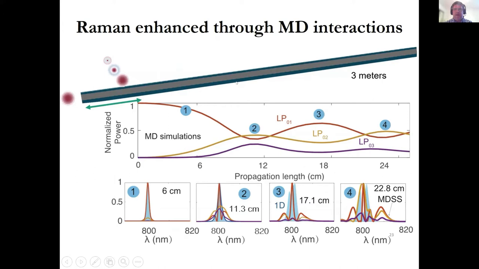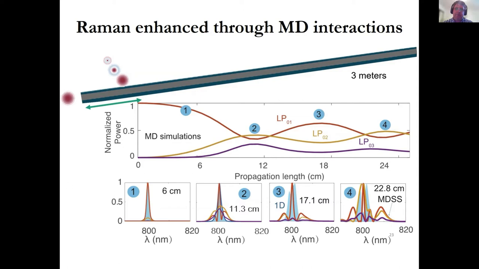We work at a power near the critical power for self-focusing. As the beam gets into the hollow fiber, it couples to higher modes, LP02 and LP03. And as you have intermodal coupling, this enhances the broadening through the Raman process. We could see from the simulation that within a few centimeters of propagation in the hollow fiber, we basically generate the bandwidth to sustain these MDSS pulses, these multidimensional solitary states. And these new colors that are generated seed the process to be amplified through stimulated Raman scattering.